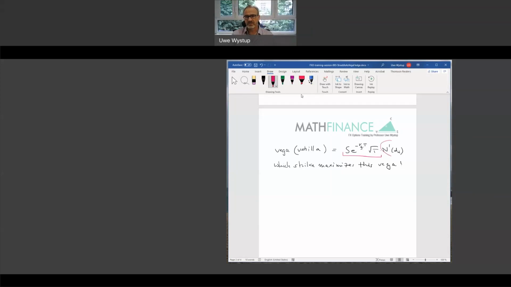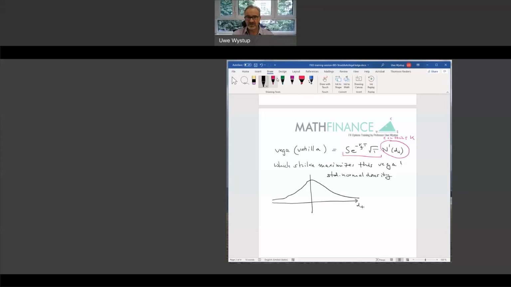So this one contains K. The rest does not. If we take a look at the function N prime of x, that's a very well-known function. It's the standard normal density. Right, so we've got here d plus on the x-axis. So it's a standard normal density. So what I want to say is where is the max, right?